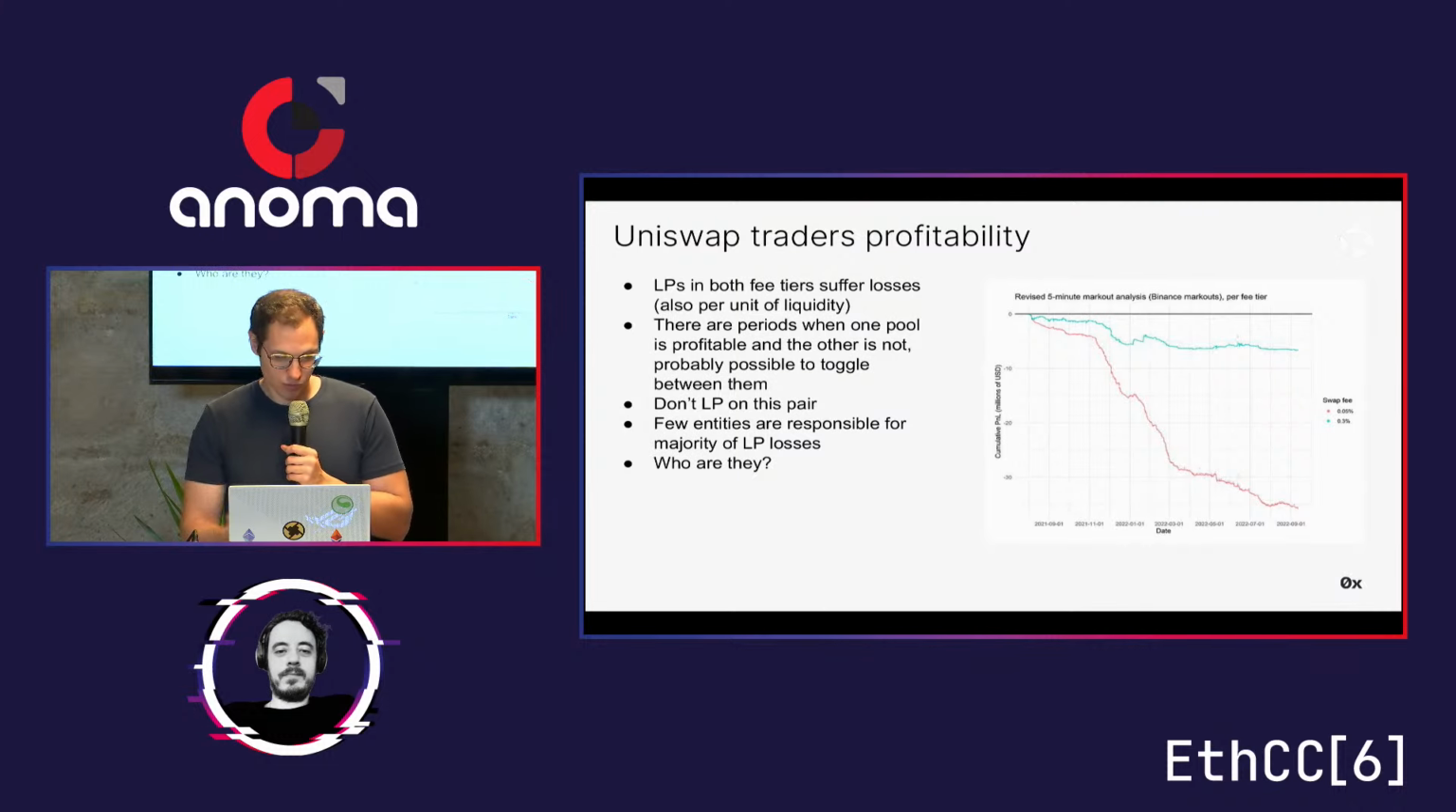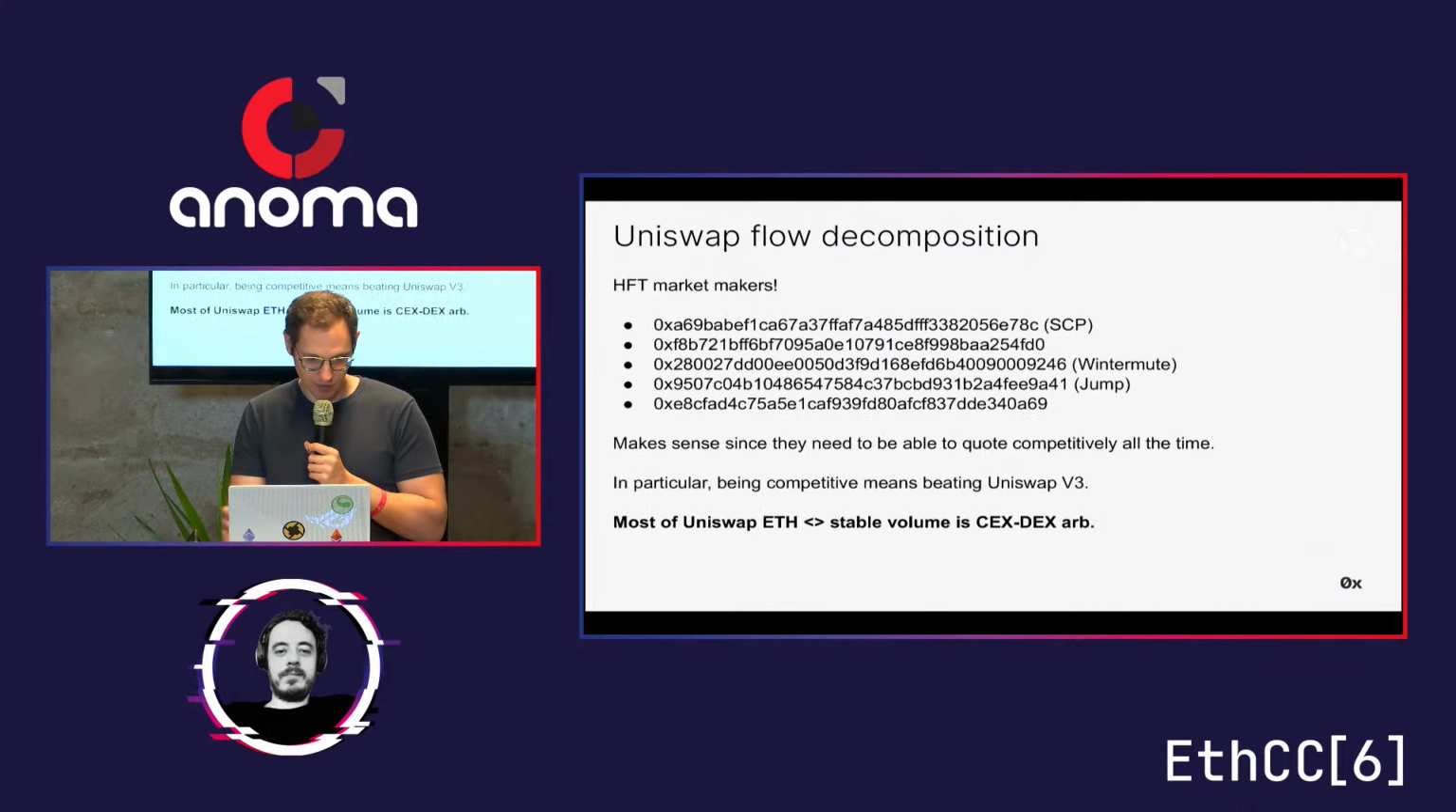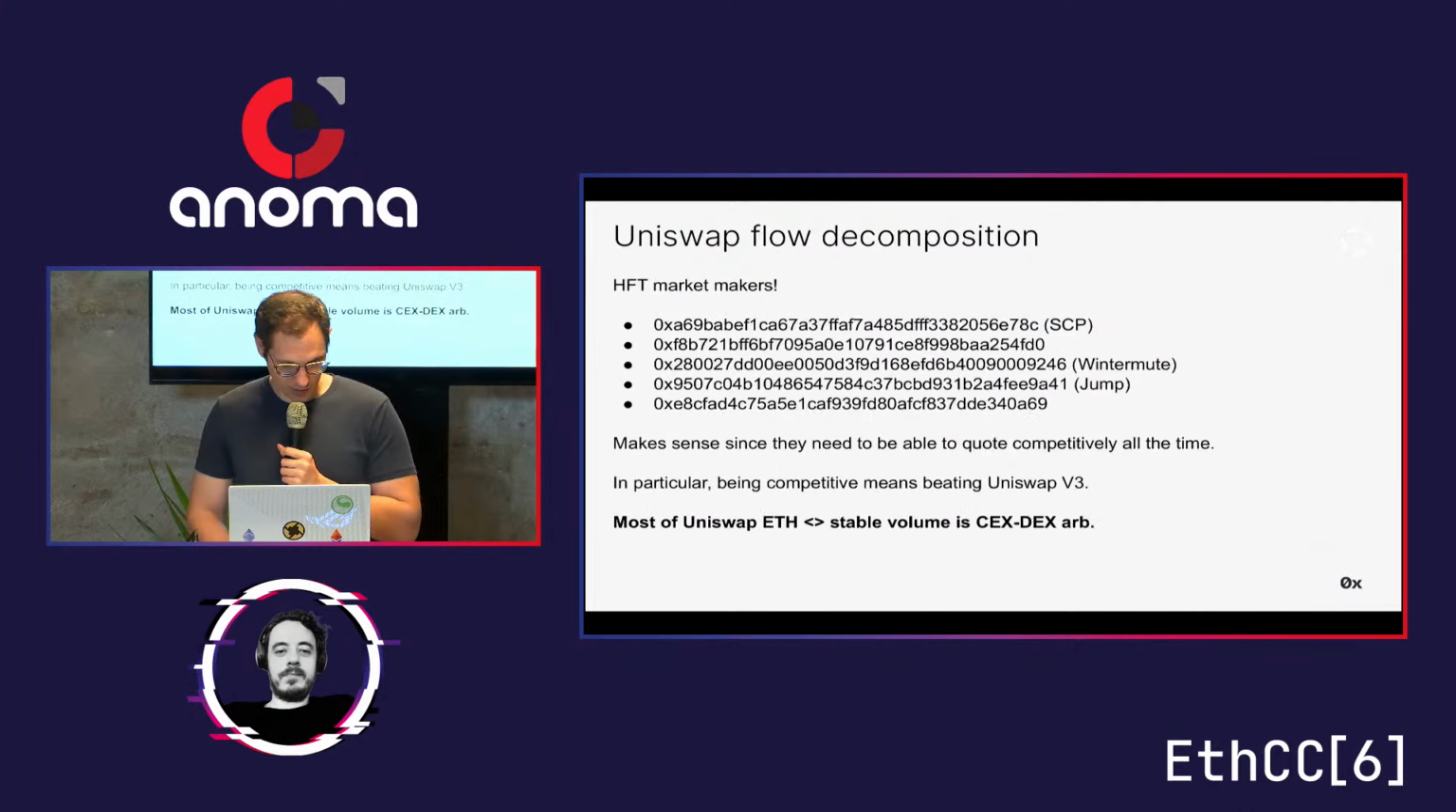There are some periods when one of the pools is profitable and the other one is not. This is 5 versus 30 basis points. You can maybe toggle between them, but overall, just don't LP on this pool. You will be relentlessly picked off by smarter traders. As I said, there are just a few entities that are responsible for the majority of volume, and we can find them. They are out there, and these are high frequency market makers.